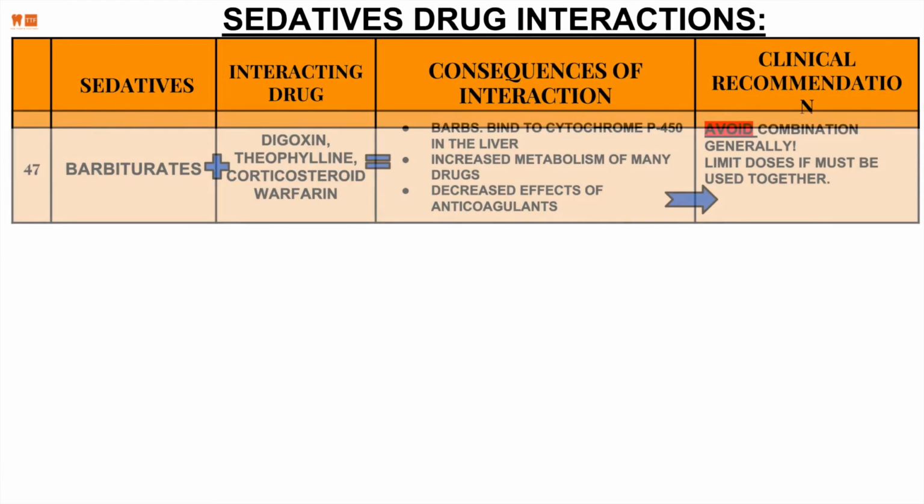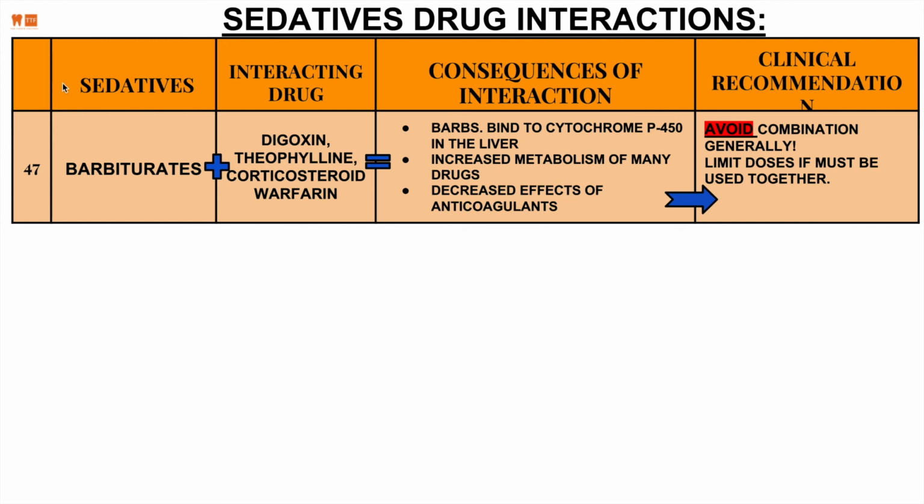Next. We're now on to the sedatives right here. Sedatives such as barbiturates. Now, these are very angry drugs, okay? So barbiturates, when mixed with digoxin or theophylline, corticosteroids, and warfarin, this family right here, it will lead to barbs binding to cytochrome P450 in the liver.